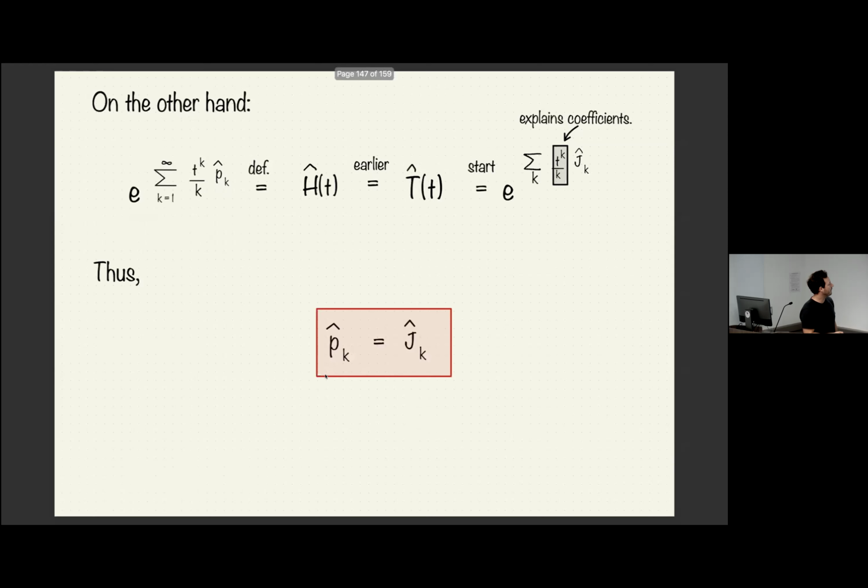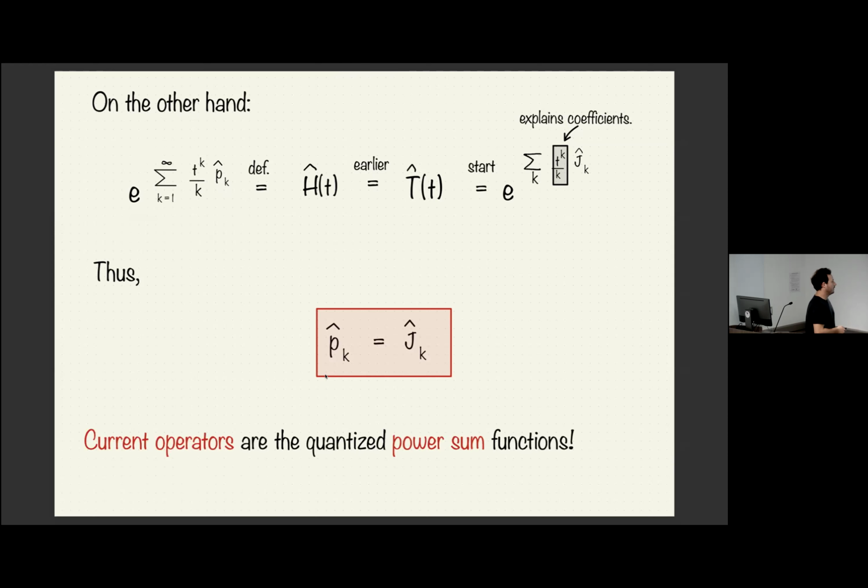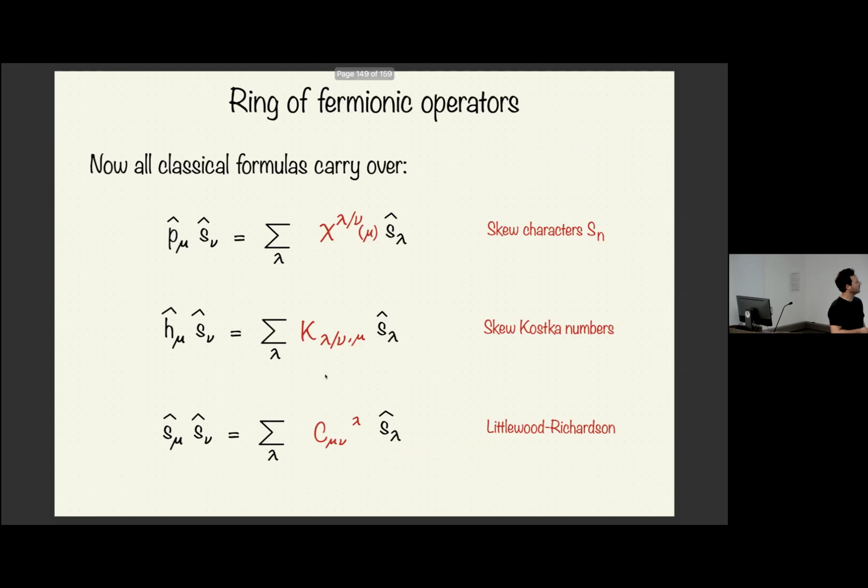Okay, so putting things together, basically what you find is that these p's are equal to the j's. With this definition, the p hats are exactly the currents that we found earlier. That explains the reason why we normalized things with this 1 over k earlier when we constructed the t's, so that this exactly works. Okay, so current operators, and the reason why current operators were capturing the characters of the symmetric group is because they identify with the power sum basis, and the power sum basis related to the Schur basis captures the characters.